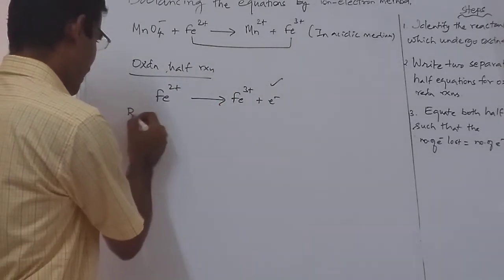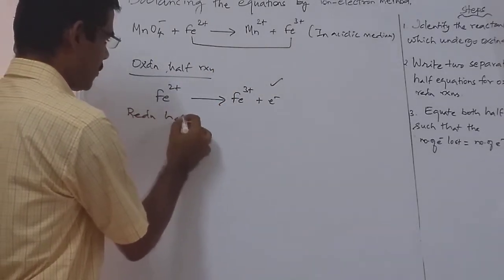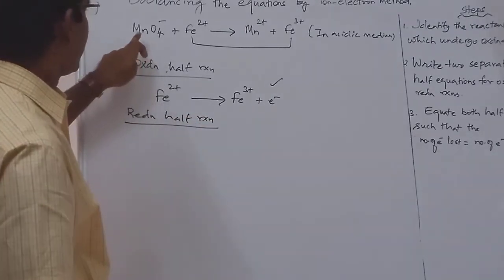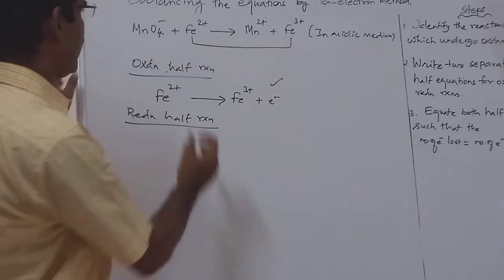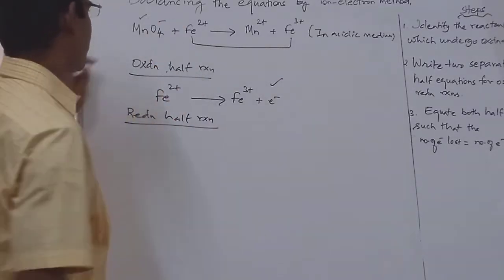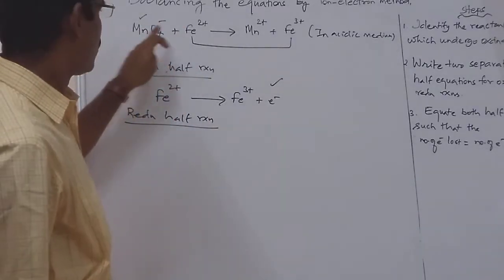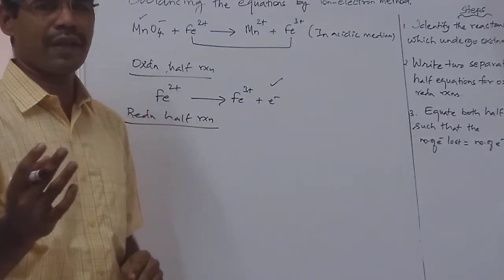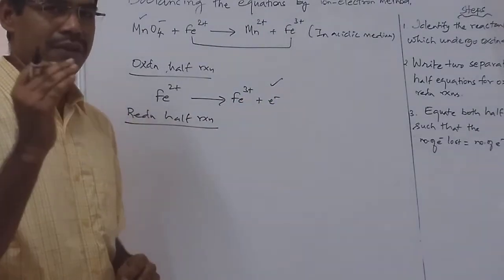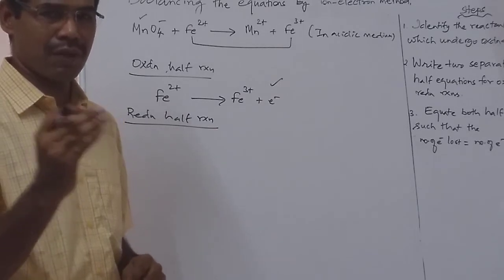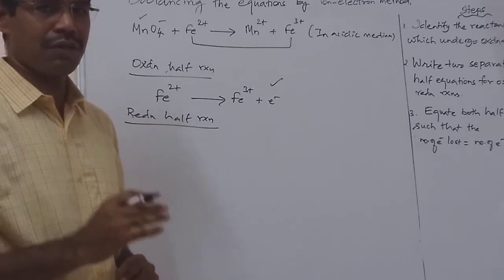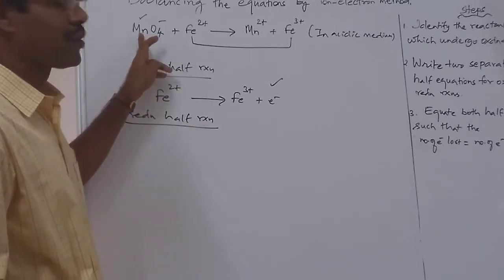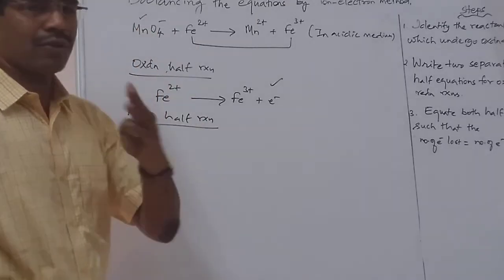Now, the reduction half reaction. See here, MnO4. In MnO4, we have to calculate the oxidation state of Mn. For calculating the oxidation number, there are many rules that we have to follow. So, we have a separate video for that, determination of oxidation number. Do watch that video so that you can easily learn how to calculate the oxidation number. That link is also given in the description.